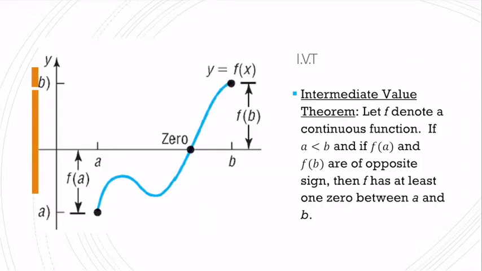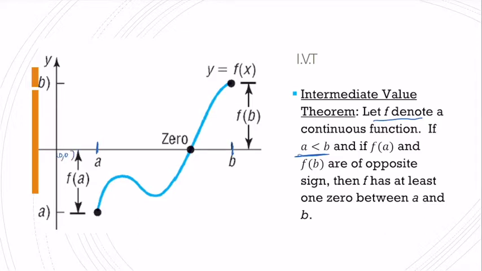The last concept this chapter talks about is the intermediate value theorem. This is really, really important in calculus, but I want to introduce it to you now because you're going to see it again in pre-calc. So the intermediate value theorem says this. Let's let f denote a continuous function, like the polynomials we've been working with, and a is less than b.